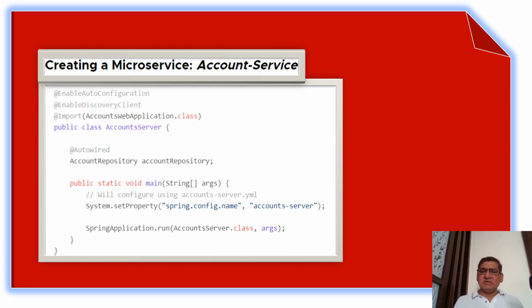This is also like a Spring Boot main class, so we need to annotate. This class should be annotated with the Spring Boot application. At the same time, we need to annotate enable discovery client, so we are enabling this as a client for the registry.